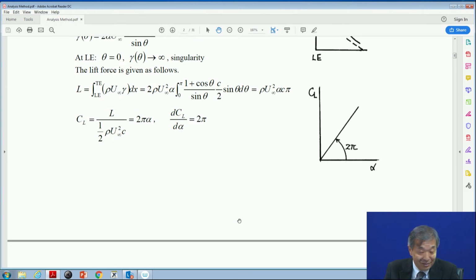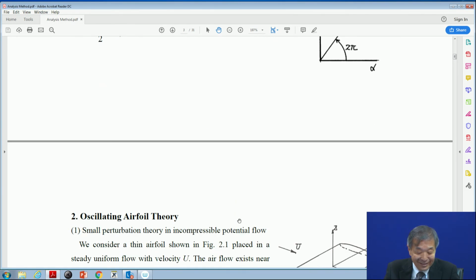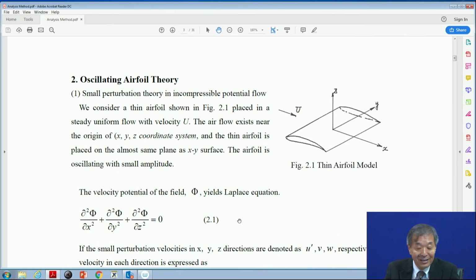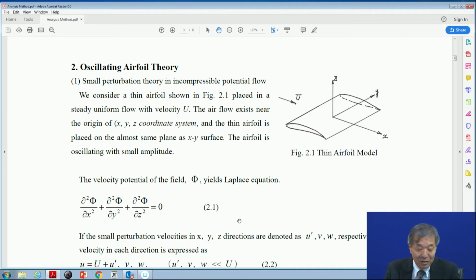Yes. So we can expand this theory to the oscillating airfoil. That is more complicated, but I'd like to talk about this part. The beginning of this part will be presented in the morning session, and mainly I'll explain it in the afternoon session. Okay, so oscillating airfoil theory.